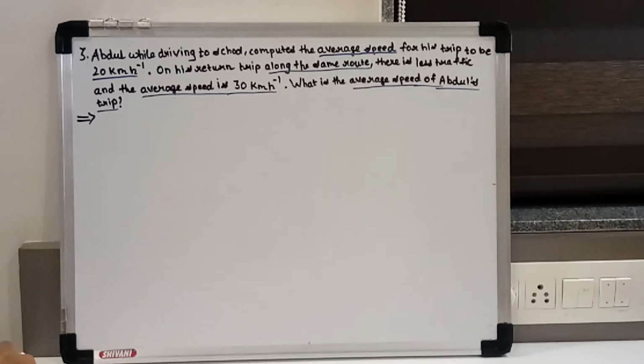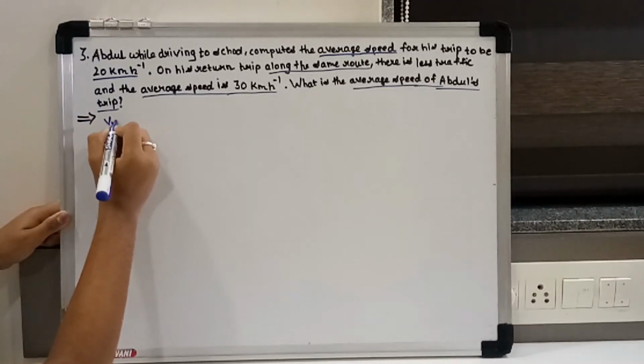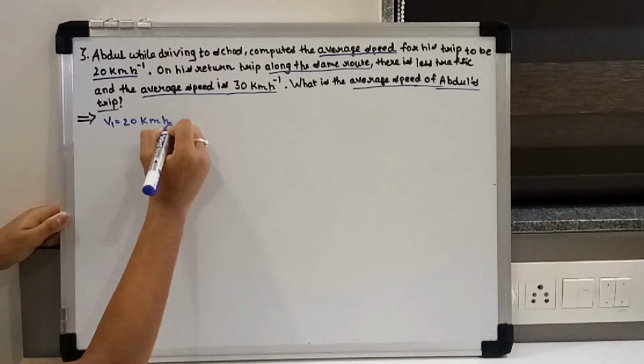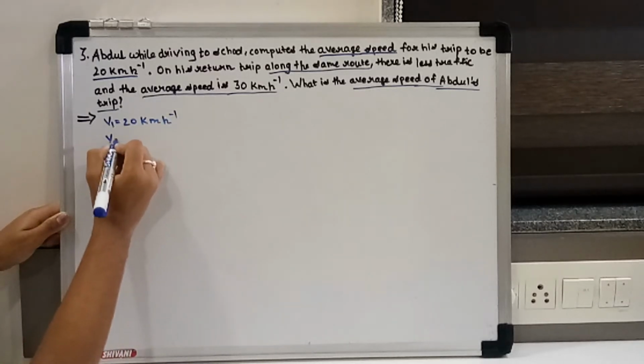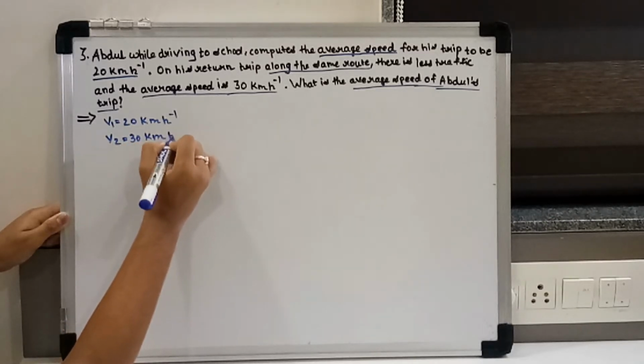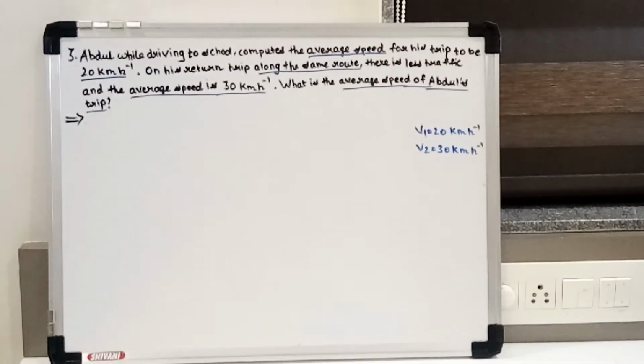But here's an important thing: every time we get this type of sum in exams or anywhere, we first have to write the given things. So our given things are two velocities. Velocity 1 is 20 km per hour and velocity 2 is 30 km per hour. So these are the two velocities. Now let us see how to solve it. We have to find the average speed.